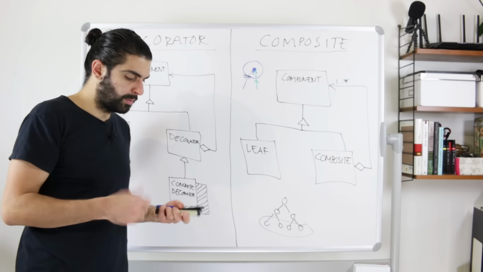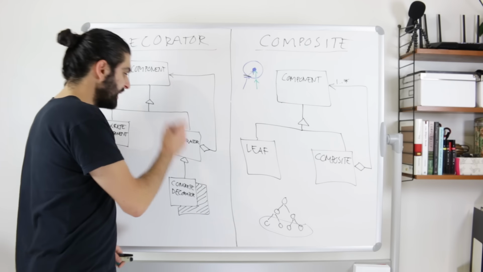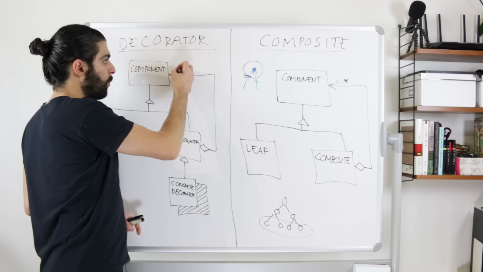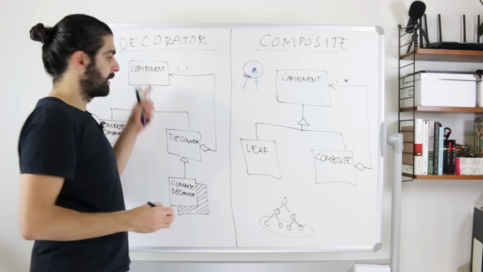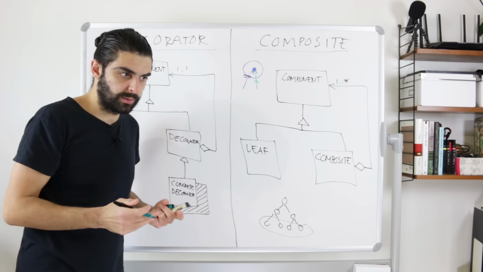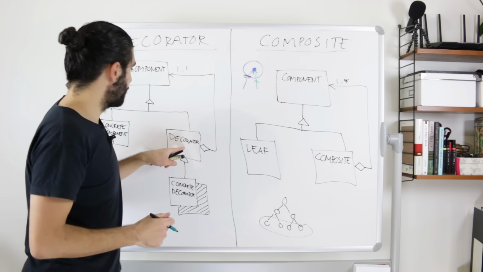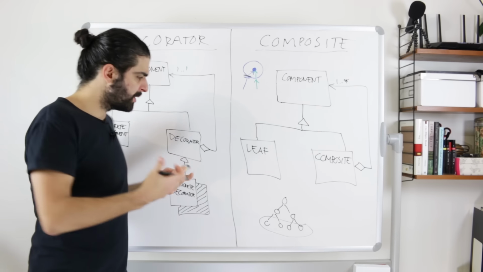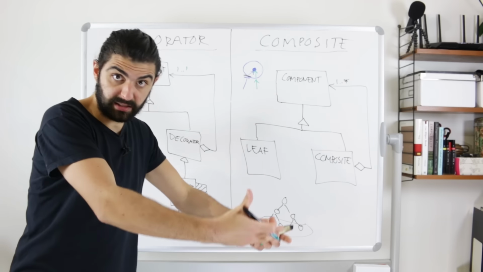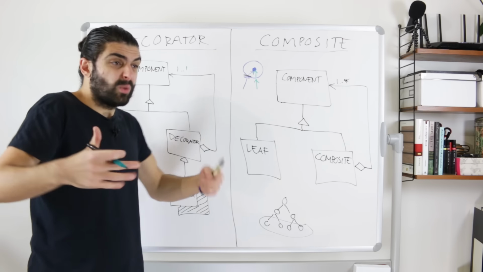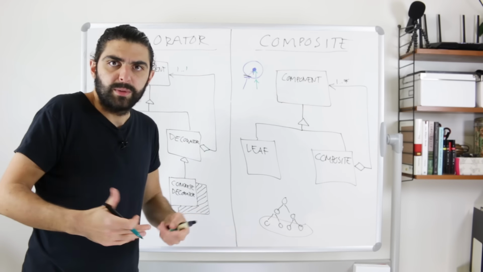So remember we talked about multiplicity. This means that the decorator decorates one to one component. In other words, it decorates one and only one component. In other words, a decorator must have a component. In order for it to be a decorator, it must decorate something. Must. But it can only decorate a single thing. It can't decorate two things.